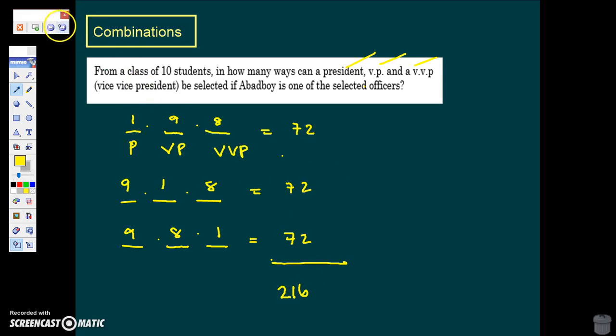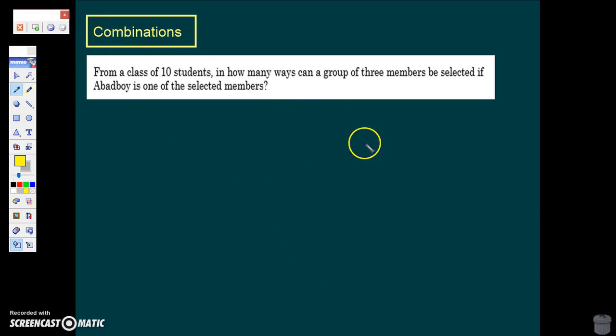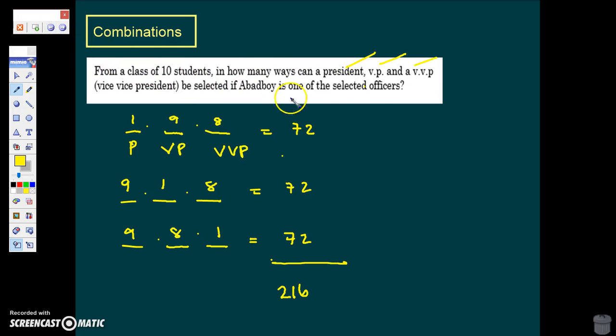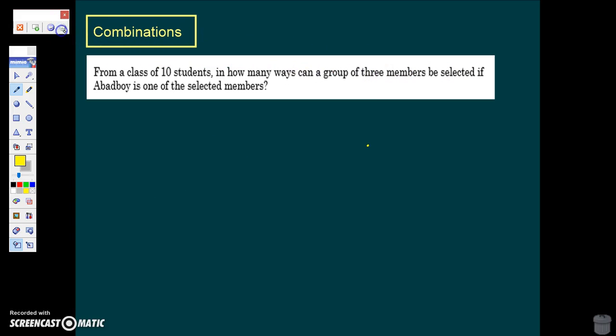Right, so okay, let's have the last question here. From a class of 10 students, in how many ways can a group of 3 members be selected if a bad boy is one of the selected members? Now, that's why I included the previous question. Basically the same question as the last one. But this time, we have here 3 members, so it's a committee, it's a group, therefore it's a combination problem. But the same condition as the previous problem, that the bad boy is one of the members.